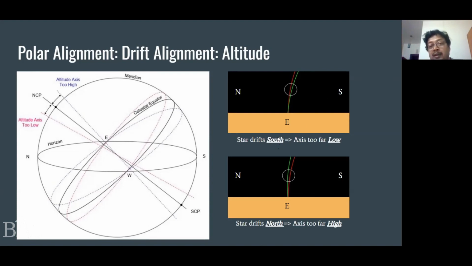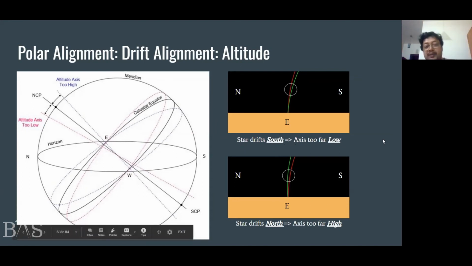So this is the theory, if you don't remember it. Most places will say just this much: if the star drifts south, the axis is too far low. This is why. If you keep this picture in mind and you've forgotten the actual statement, you can derive it from the picture. Essentially, for altitude, if you're looking at the eastern horizon in the northern hemisphere, star drifting south means the axis is too low.